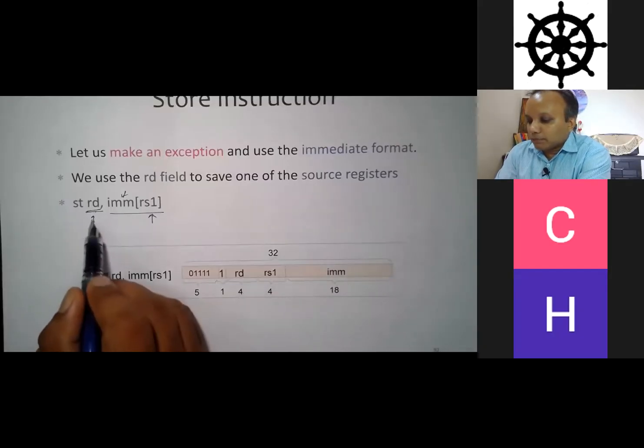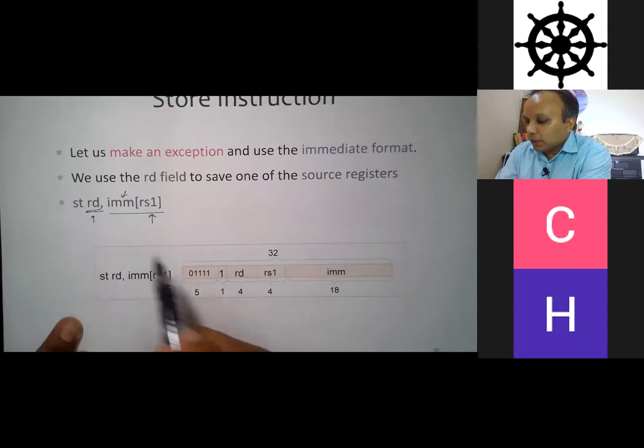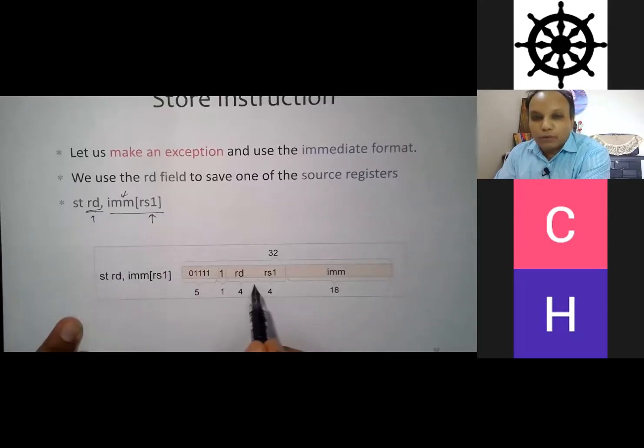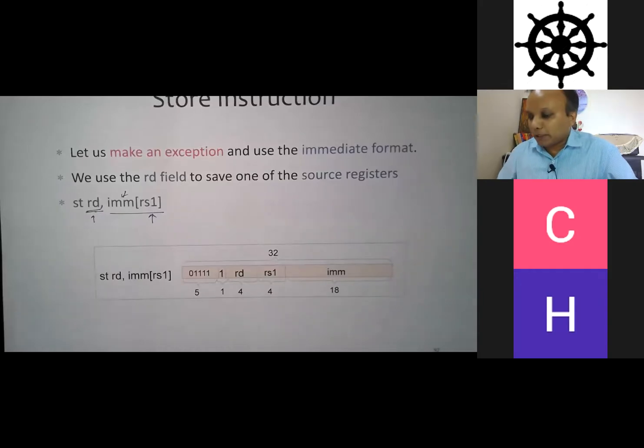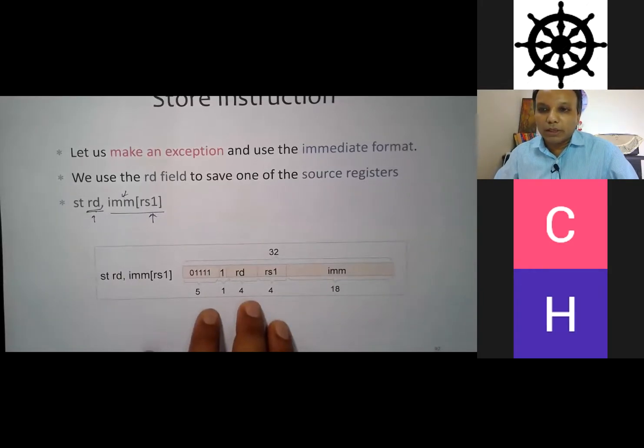We say that, okay, in this field where we are supposed to store the destination register, here also we stored this value, which is basically a source register. So that is the compromise we make, just to make sure that our hardware does not become too complicated, just for this store instruction. All right.